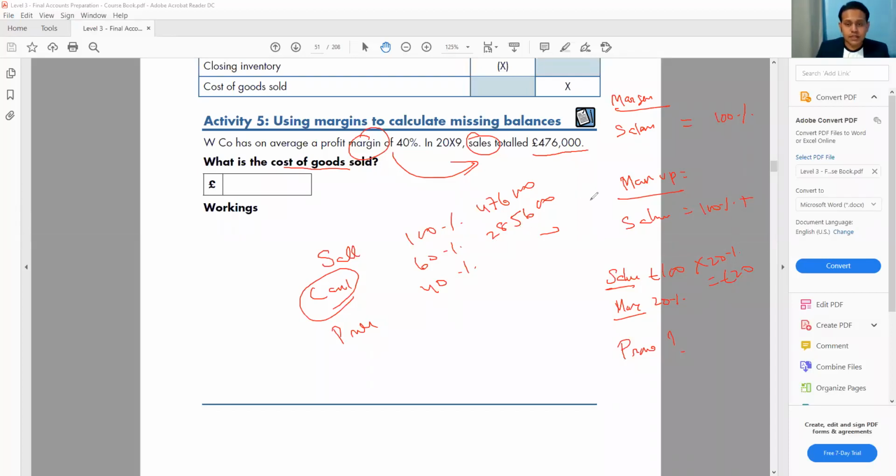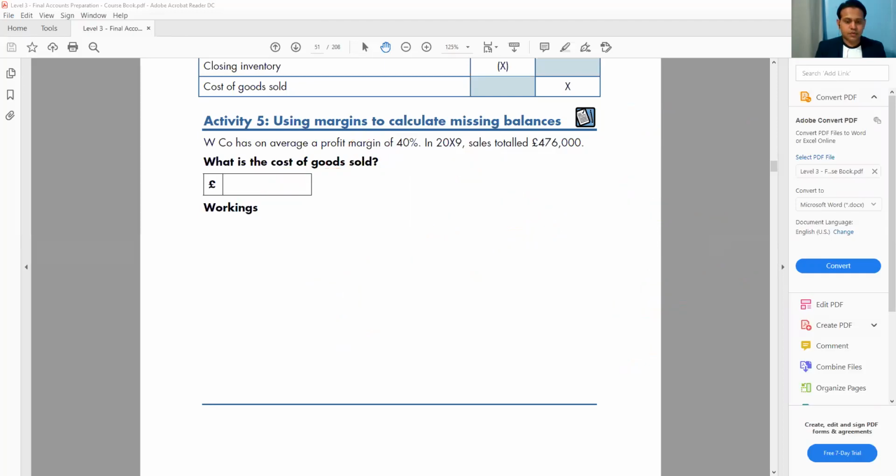So the question asking, we can write it down here, 285,600. So this is my cost of goods sold. It's easy, because we have a sale and we have a margin, so we just calculate it straight away. So let's find the next example. That one is a little bit tricky. Let's move to the next example.